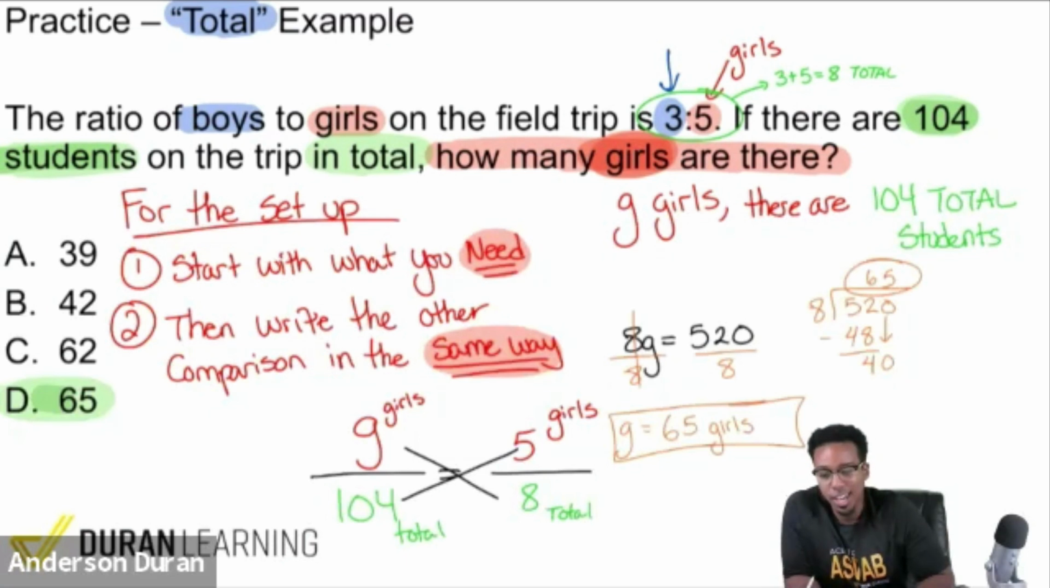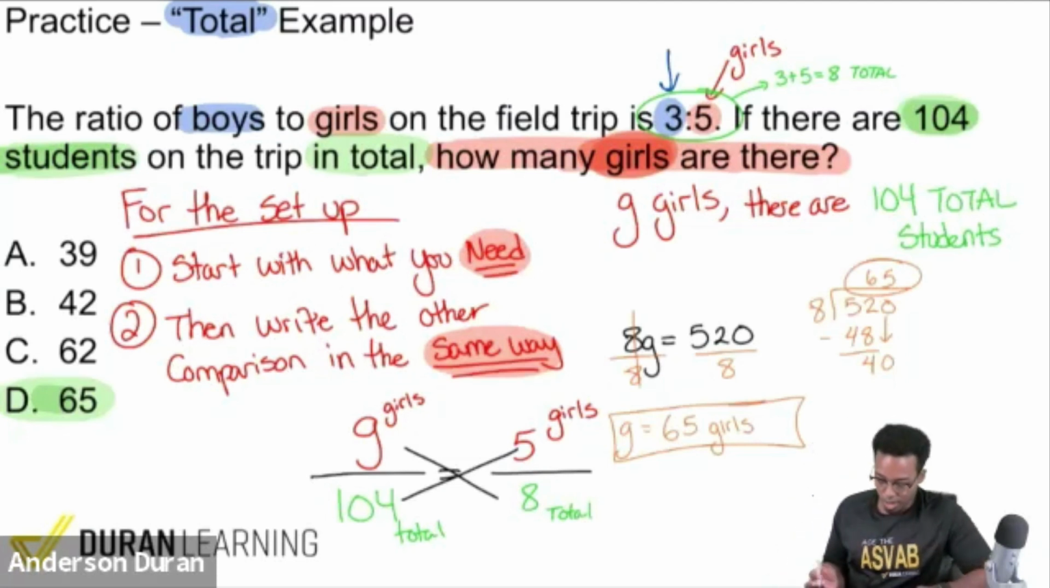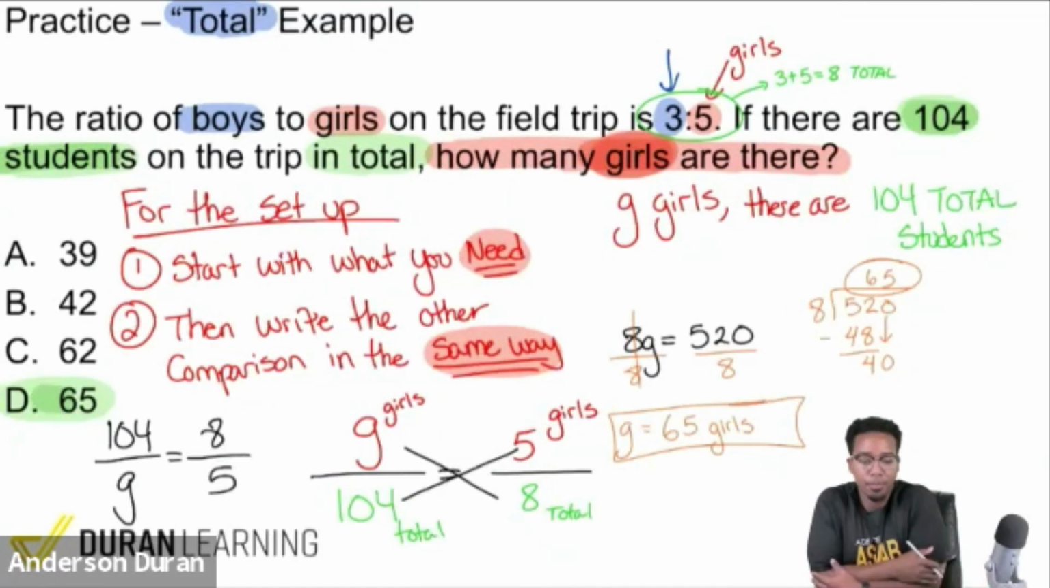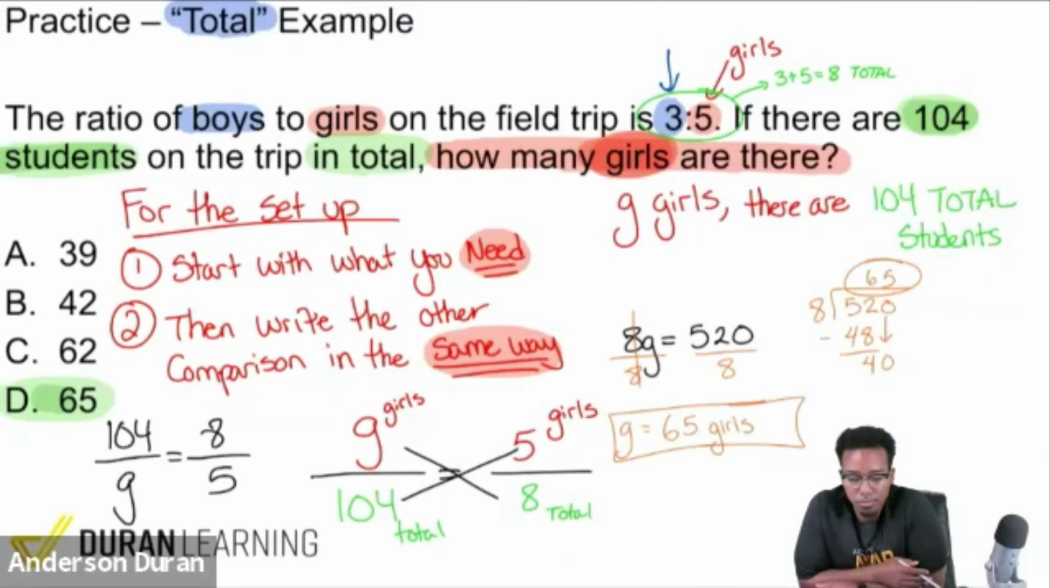So great question. Adam, what's your question, boss? Oh, you already asked it here in the chat box. Adam asks, why would you put girls instead of students? Did students 104 instead of girls over 108? No, if you went over it the other way, you can still set it up that way. Yeah, you can do 104 over G. You would just have 8 over 5. Just to set it up the right way, because you would have total over girls, total over girls. And students, you can say total students. Yeah, that works.